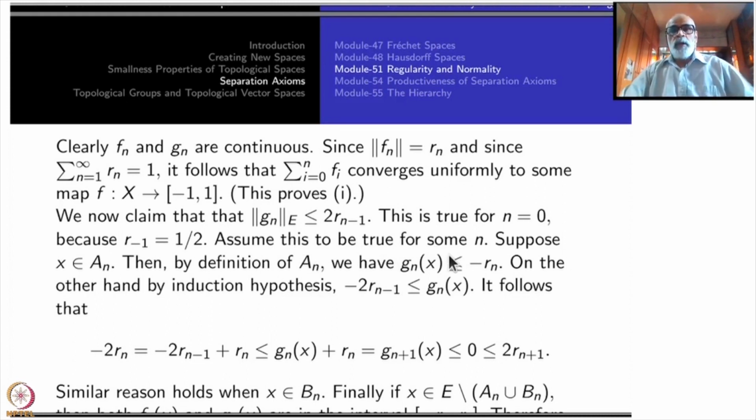Okay, so let us examine what happens to the function Gn plus 1. Suppose x is inside An. By the very definition of An, Gn of x will be between minus 1 and minus Rn.